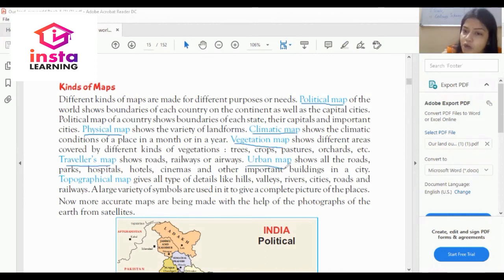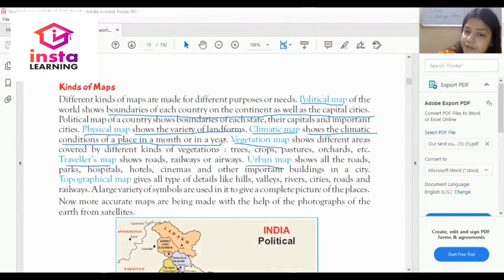Let's discuss political map. What is political map? Political map shows boundaries of each country on the continent as well as the capital cities. What is physical map? Physical map shows the variety of landforms. What is climate map? Climate map shows the climatic condition of a place in a month or in a year.